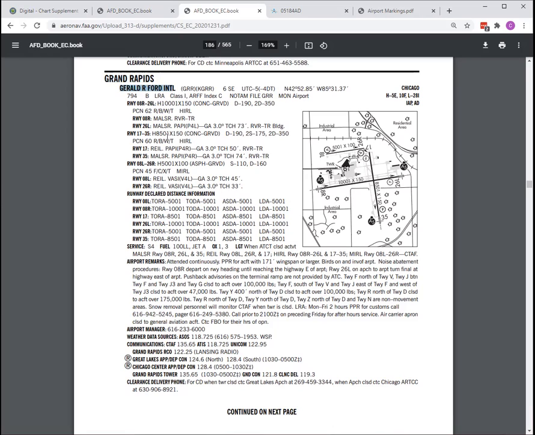Next is the official name of the airport. So this airport's often called Grand Rapids, but the actual name is the Gerald R. Ford International Airport. And then it gives us the identifiers. So we have the US identifier, so GRR, and then we have the ICAO, or international identifier. So we have the K appended to the front, indicating this is a United States airport.